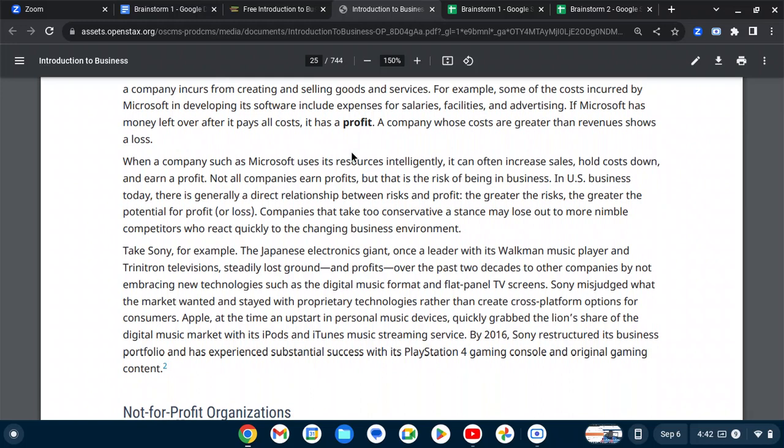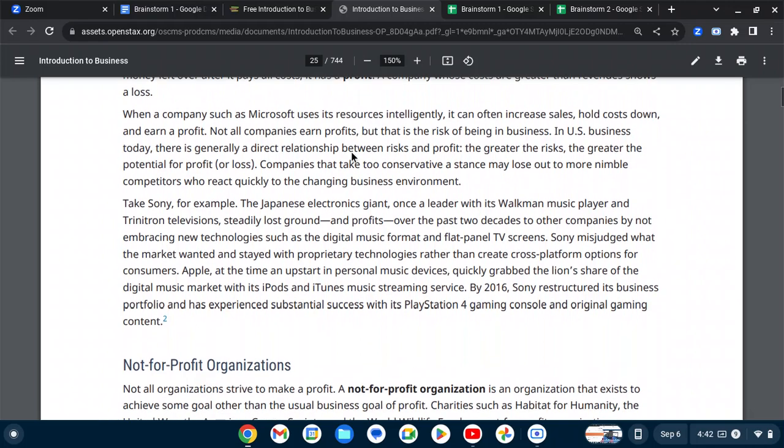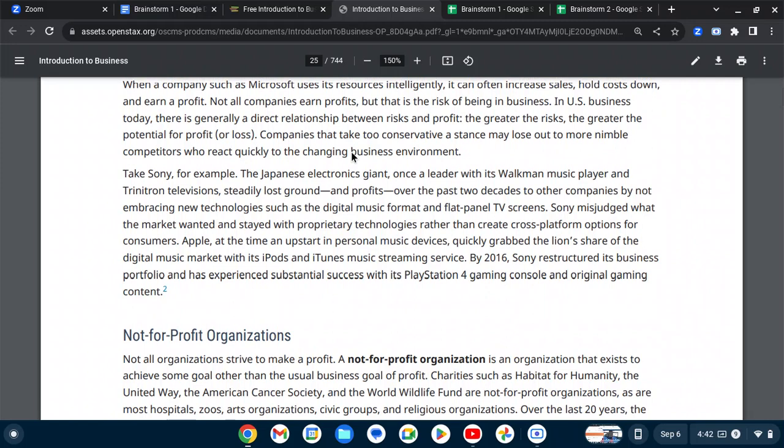If Microsoft has money left over after it pays all costs, it has a profit. A company whose costs are greater than revenues shows a loss. When a company such as Microsoft uses its resources intelligently, it can often increase sales, hold costs down, and earn a profit. Not all companies earn profits, but that is the risk of being in business.